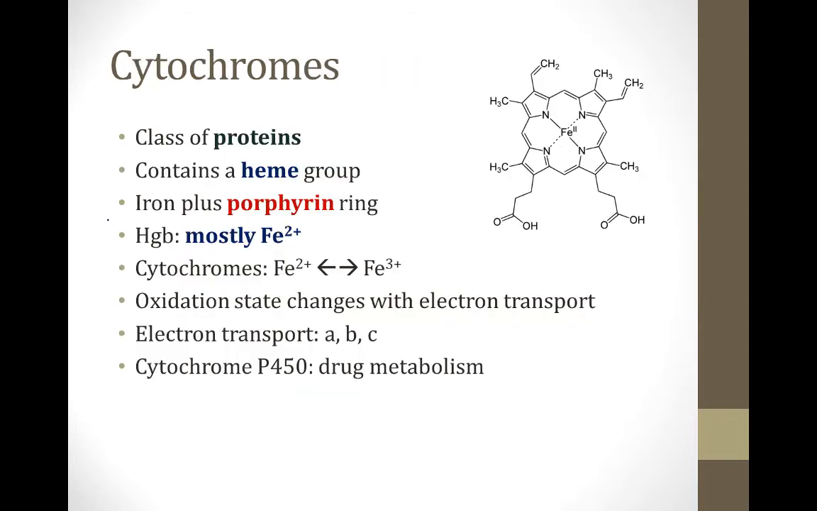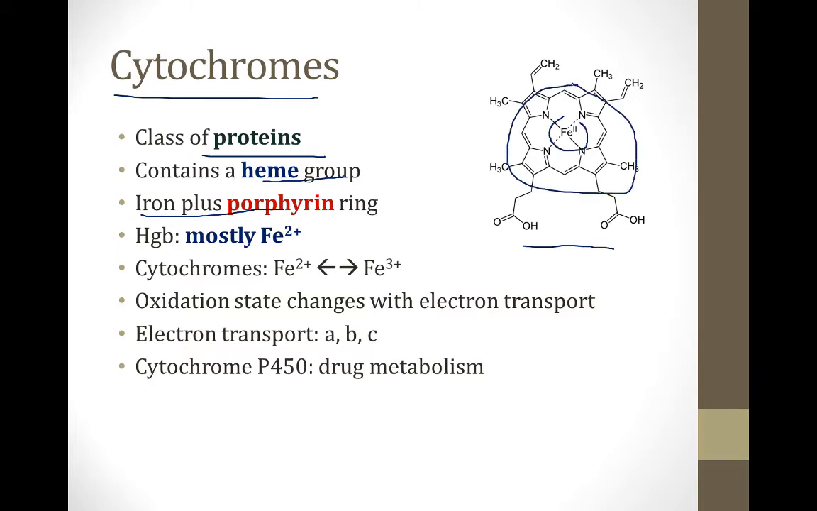Let's pause here for a second and talk about what we mean when we say that something is a cytochrome. The cytochromes are a class of proteins that contain heme groups. Heme groups are iron plus a porphyrin ring. This is a picture of a heme structure on the screen here. It has iron in the middle, and this big structure that surrounds it is called a porphyrin ring. In hemoglobin, most of the iron is found in the Fe2+ state. Iron can be either in the 2+ or 3+ state.